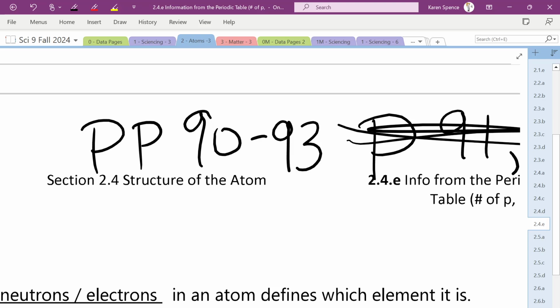And if anyone would like to borrow a calculator just for today, I do have a few lenders.